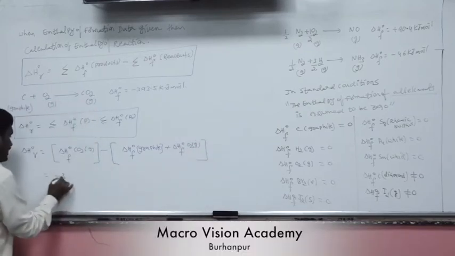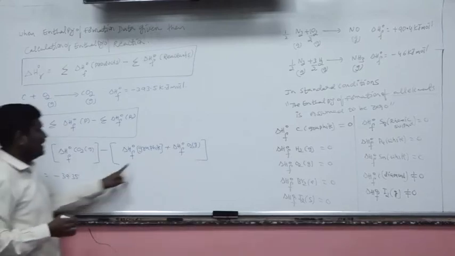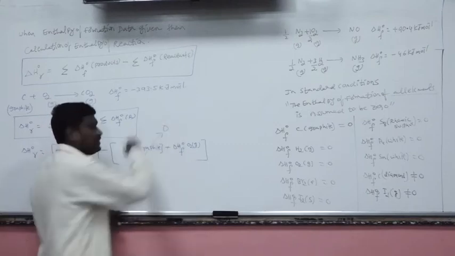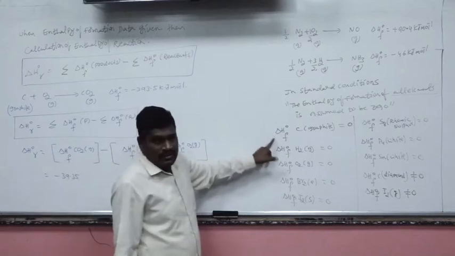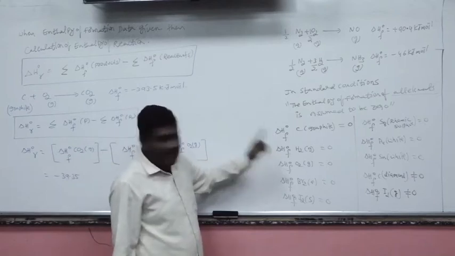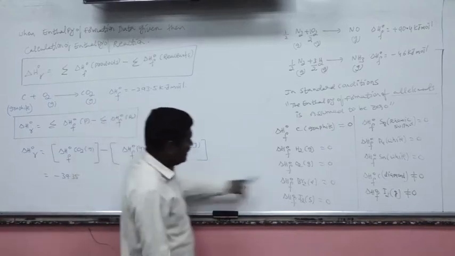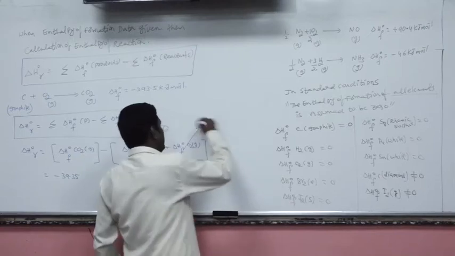Now this is minus 393.5. Now what is the value of standard enthalpy of formation of graphite? It is assumed to be 0 because in standard condition, the standard enthalpy of formation of graphite is zero. And what about the oxygen? It is an element. In case of oxygen, it is an element, so it is also taken as 0.